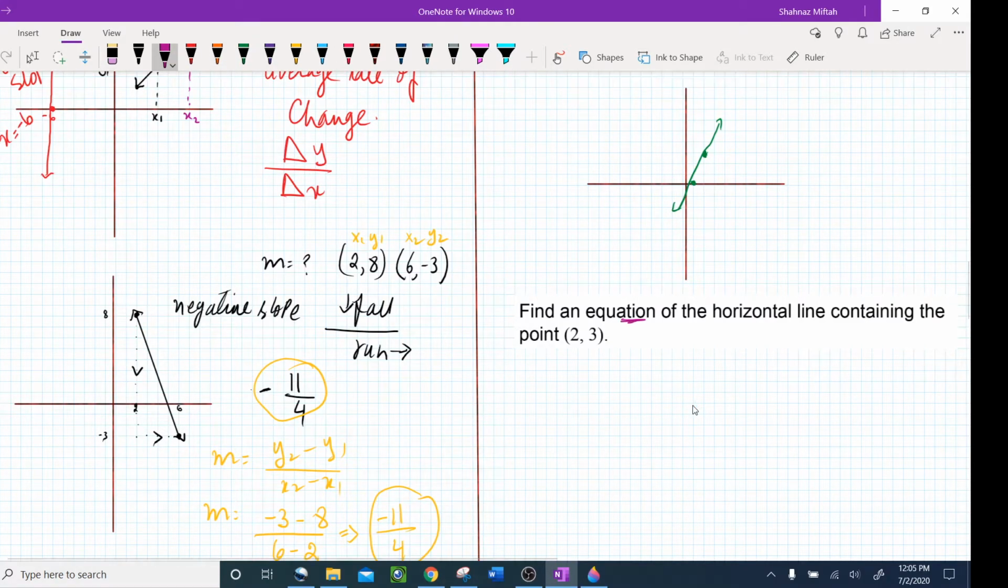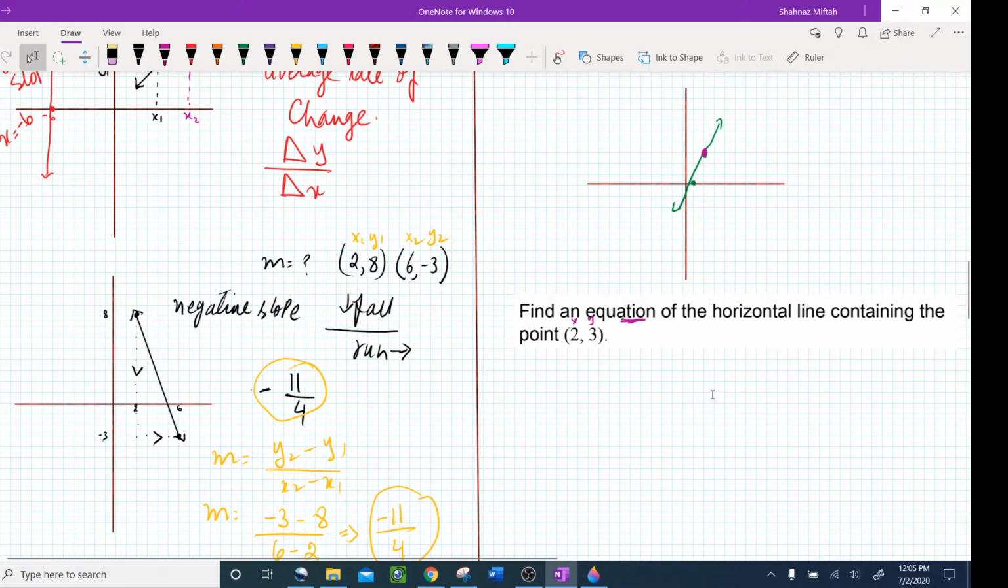Equation of the horizontal line containing point (2, 3). I'm using the same coordinate plane. That's x, that's y. So 1, 2, and my y value is 3: 1, 2, and 3. This is the point I'm getting.